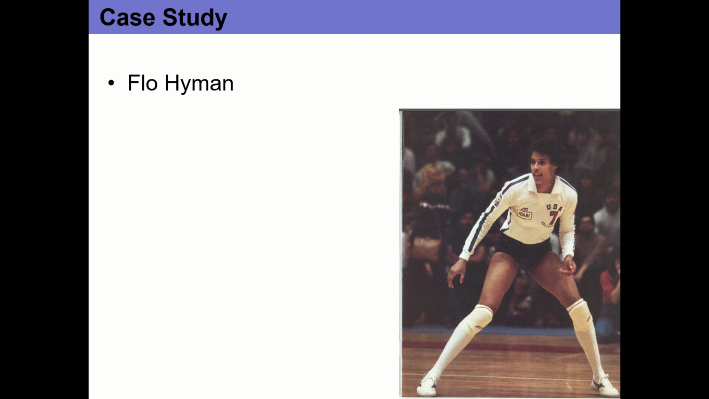So the question is, well, what happened, right? So she has these things. She's really tall, big wingspan, relatively loose joints, and then just collapses on the bench at the side of a volleyball game.